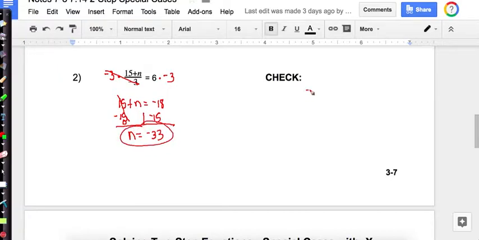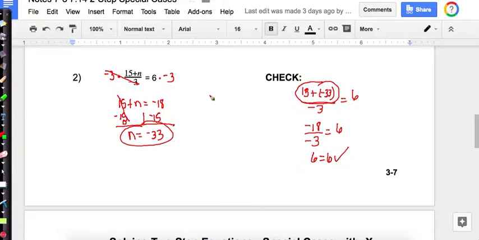Now to check it, write down 15 plus negative 33 divided by negative 3 equals 6. Remember, do the top first, so the top equals negative 18 divided by negative 3. And what's a negative divided by a negative? A positive, so 6 equals 6. And it does, in fact, check. So that's how you solve and check this special case here. When we have a number plus or minus a number, a letter divided by another number.